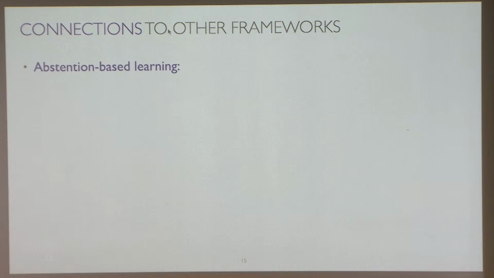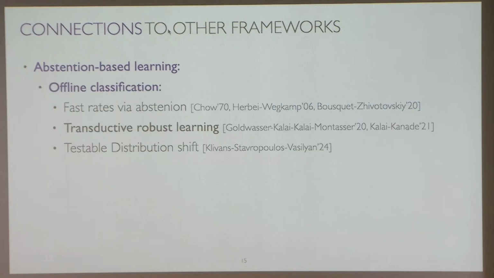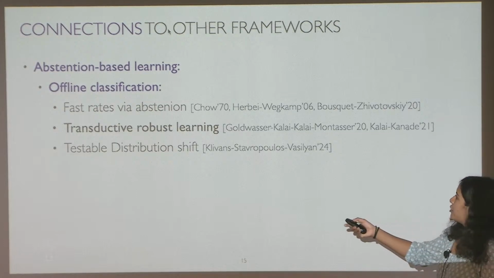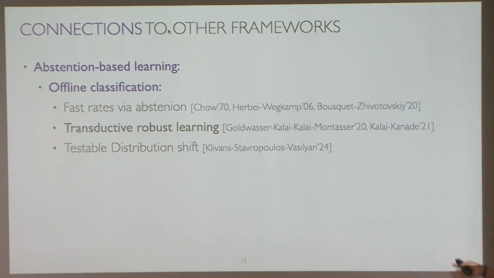Okay, so let me mention a lot of connections. This has a lot of connections with many other frameworks, and maybe there are more interesting connections that you all might find. Abstention-based learning is not new. It's just not been studied in this setting of extrapolating between stochastic and adversarial in online classification. In offline classification, it's studied to try to get faster rates. You can decide to abstain on some part of the distribution and maybe learn faster. And this is the paper I was mentioning about transductive robust learning, which is in the offline setting. I'm going to show a slide on this after.